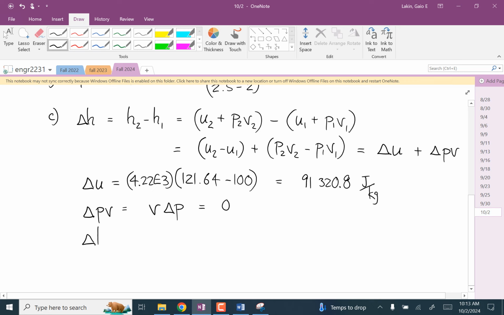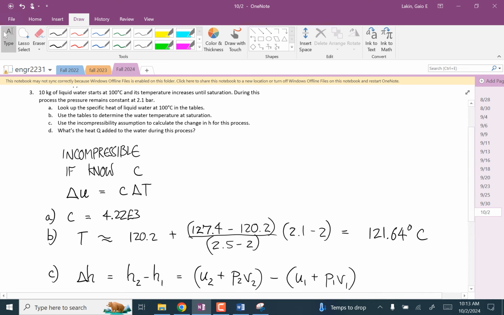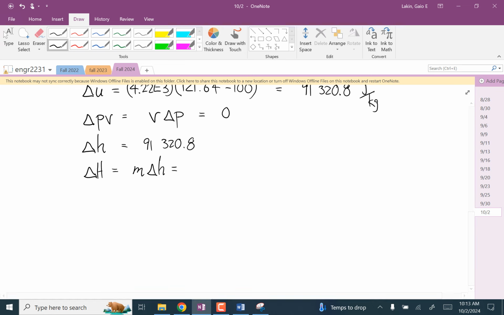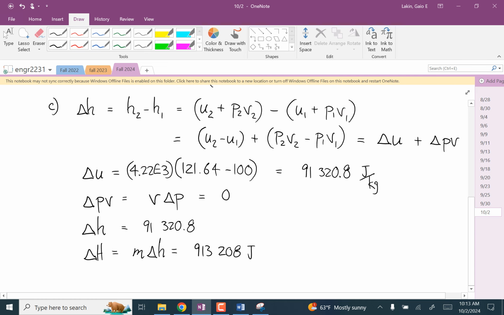And so the change in specific enthalpy is 91,320.8. It asks for the change in the extensive enthalpy, and so that's just the mass times the change in specific enthalpy. We have 10 kilograms. So this is 913,208 joules. So we made this jump because it's incompressible.